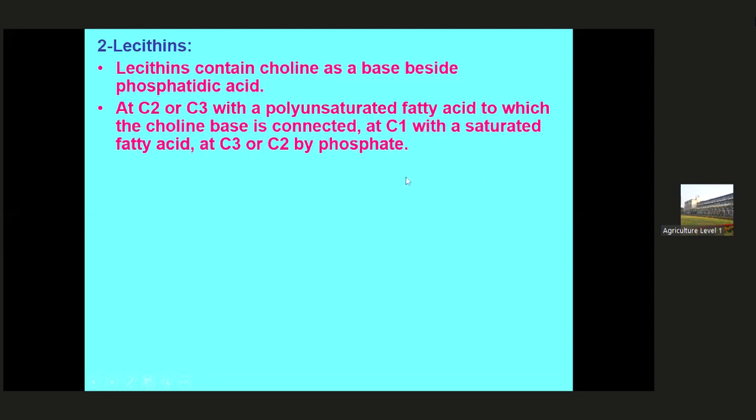অর্থাৎ এখানে তিনটা কার্বন আছে, C1, C2, C3. C1 এ সবসময় saturated fatty acid থাকবে, C2 এবং C3 তে polyunsaturated fatty acid থাকে। এর একটাতে থাকলে আরেকটাতে choline এবং phosphate গ্রুপ যুক্ত হবে। যদি C2 তে polyunsaturated fatty acid থাকে তাহলে C3 তে choline এবং phosphate যুক্ত হবে। যদি C3 তে থাকে তাহলে C2 তে choline এবং phosphate যুক্ত হবে। So according to the position of the phosphate group, lecithin may be two types, alpha and beta.